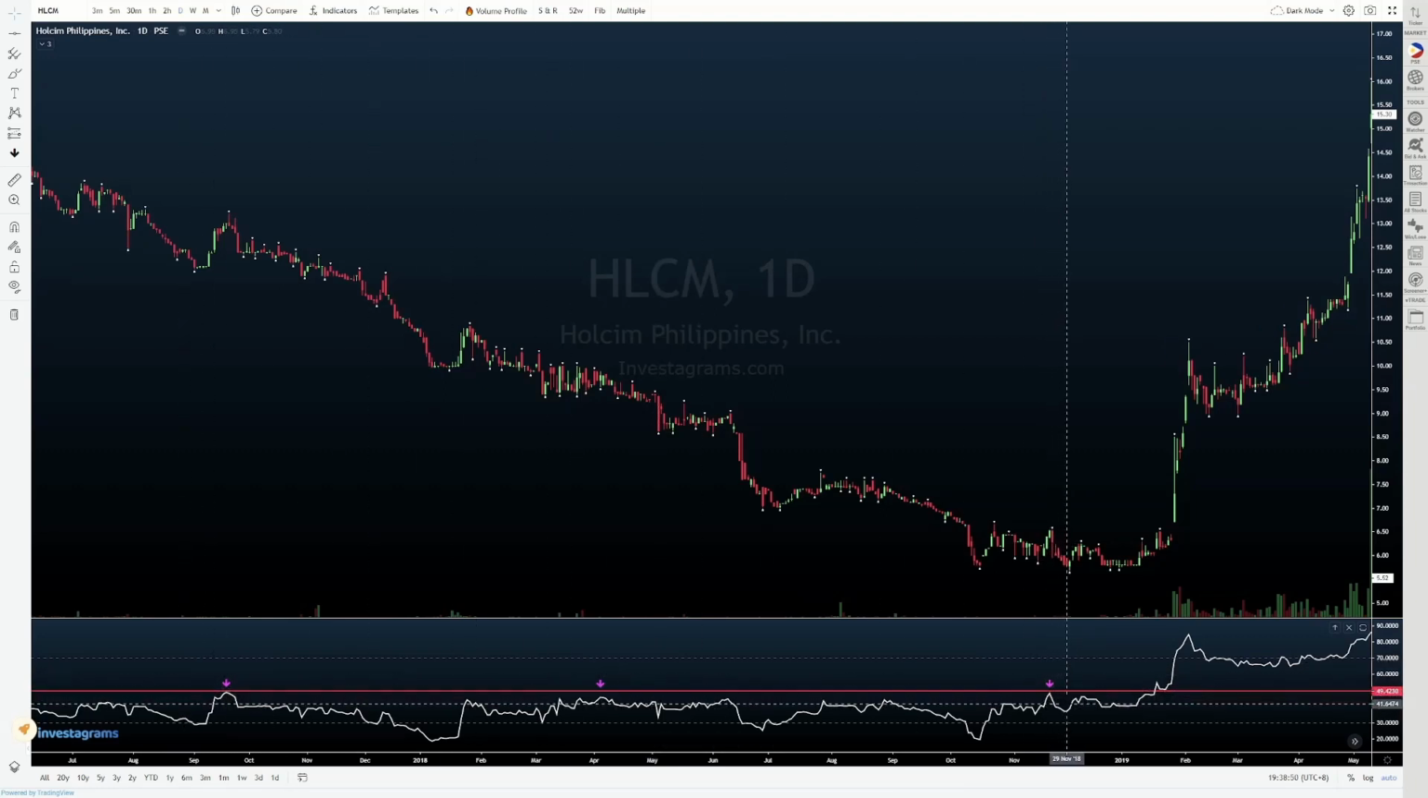So price pulled back once again, nag-consolidate. Then what happened when we eventually broke out here? We broke out, price revisited this RSI wall. So itong previous RSI resistance now turned into RSI support. And from there, explosive move tayo to the upside. Okay? Next, tignan natin yung Glow.